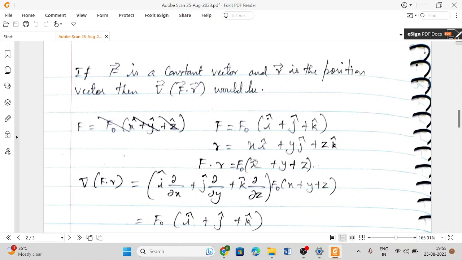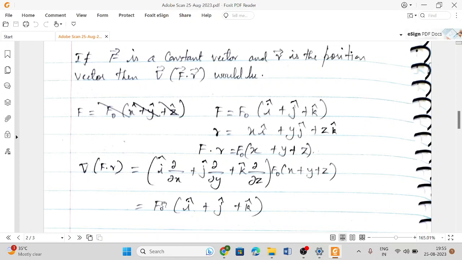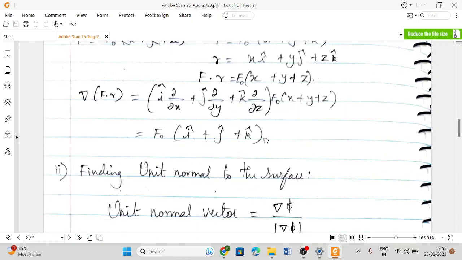So f naught into x plus y plus z, and we have the gradient formula here: i dou by dou x plus j dou by dou y plus k dou by dou z, applied to f naught times x plus y plus z. If I take the gradient, I will be getting f naught times i plus j plus k. These are unit vectors, so this is the constant value, which is nothing but f. So the gradient of f dot r, f vector dot r vector, is nothing but f. So that will be the answer.